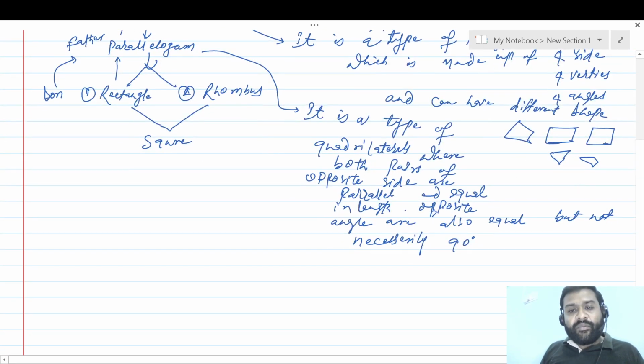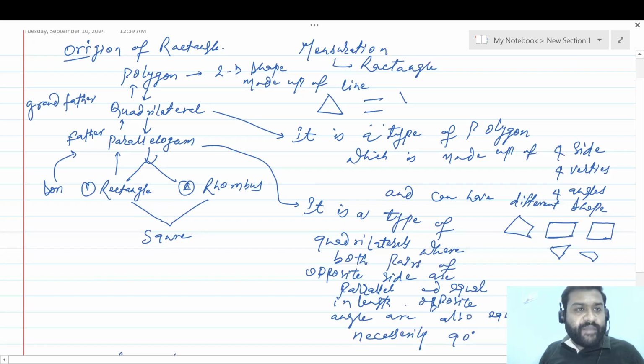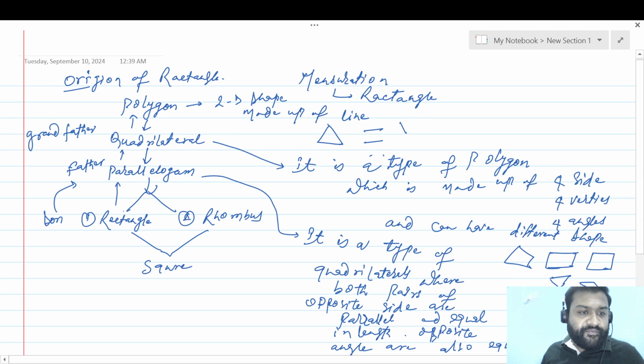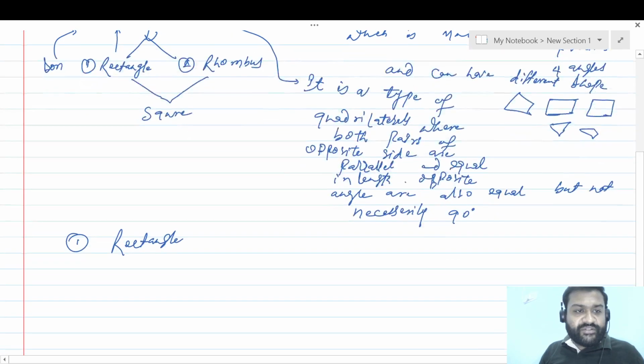Now we will talk about the rectangle. A rectangle is also a kind of parallelogram. I have told you a rectangle is a kind of parallelogram, a parallelogram is a kind of quadrilateral, and a quadrilateral is a kind of polygon. To remember this, you have to remember this series.